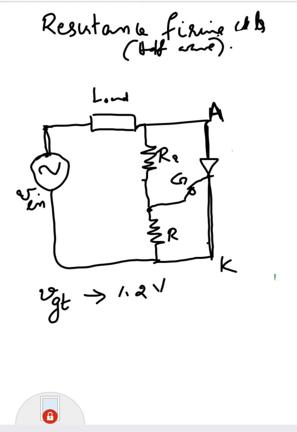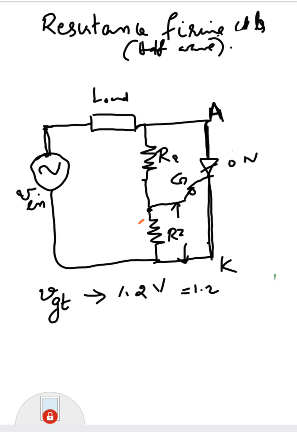The meaning is, whenever the voltage across this gate and cathode is equal to 1.2 volt, the SCR will turn on. That's the meaning. Similarly, in different SCR circuits, the datasheet will give you the required voltage to turn on the SCR. So the principle is very simple.